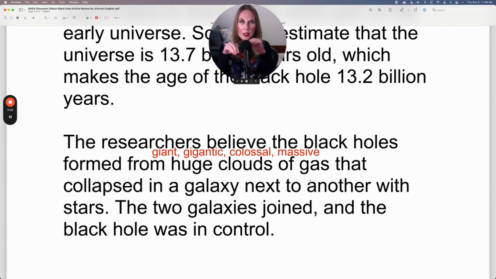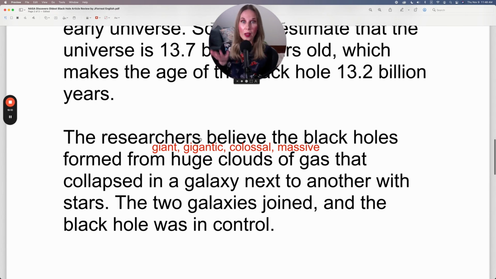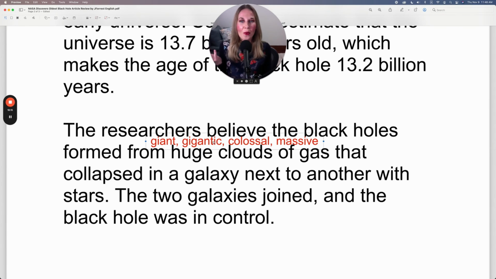So next to is beside. So we have one galaxy and then another galaxy with stars. The two galaxies joined and the black hole was in control. To be honest, I'm not 100% sure what this means because I don't have a science background, but you learned some other ways to say very large. And if your background is more scientific, you've studied black holes or anything like that, feel free to share your information about the meaning of this article.